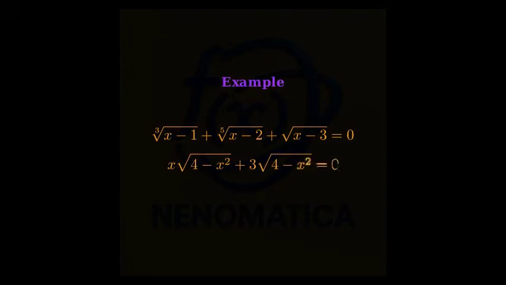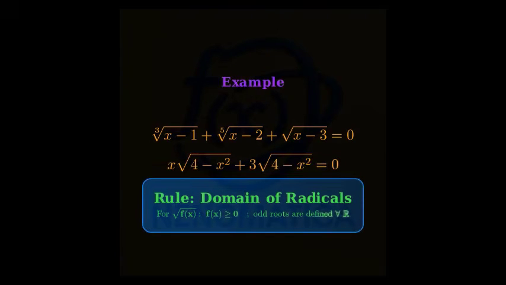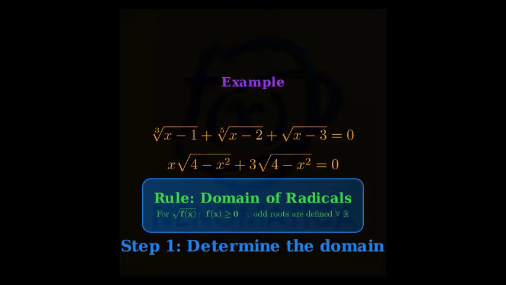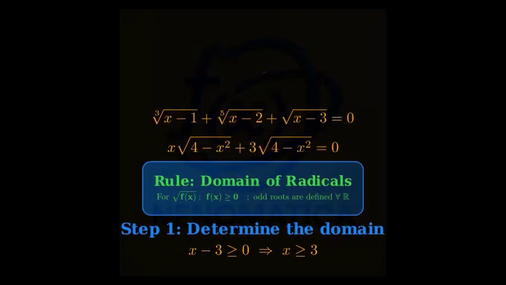We start with the example label and then show the problem statements in bold orange math. Step 1. Determine the domain. Only the square root demands a non-negative radicand, so we require x minus 3 greater than or equal to 0, which gives x greater than or equal to 3.